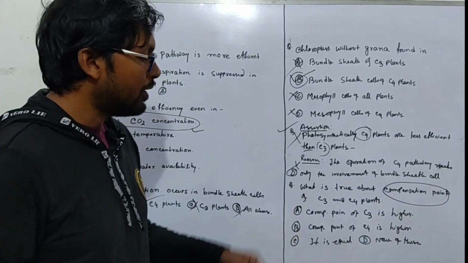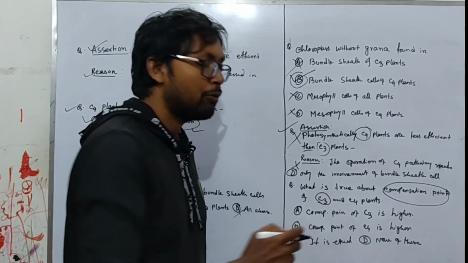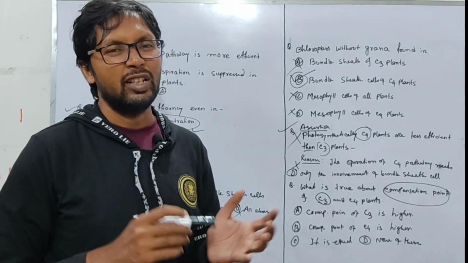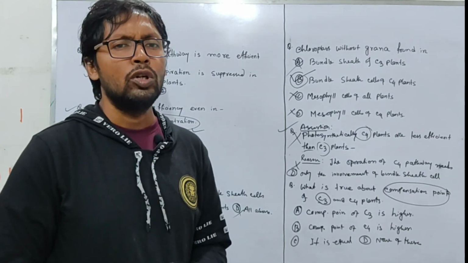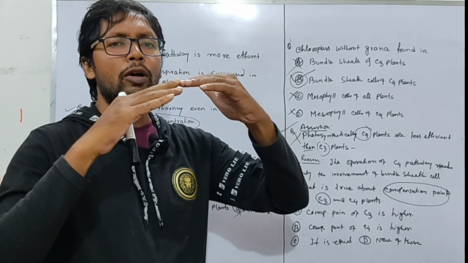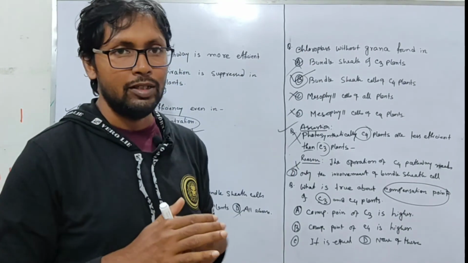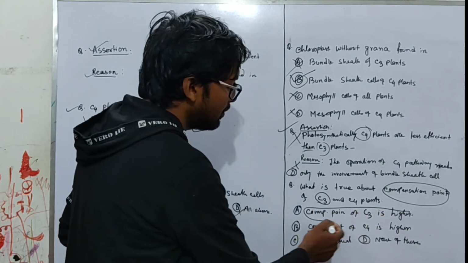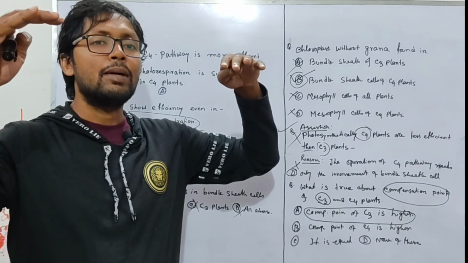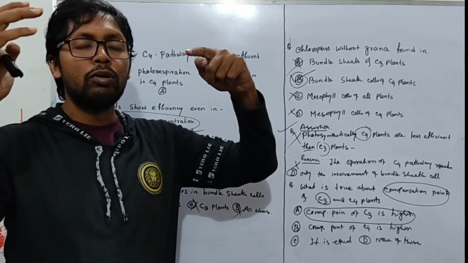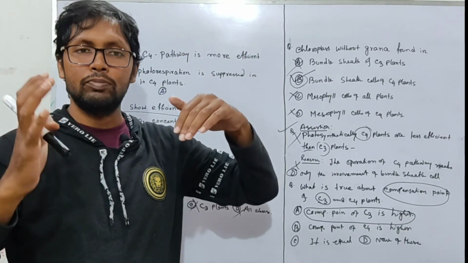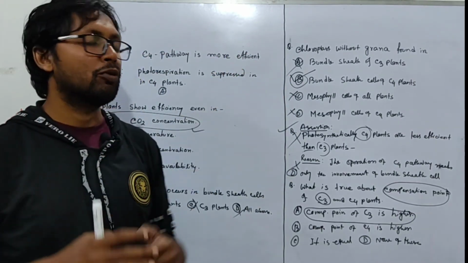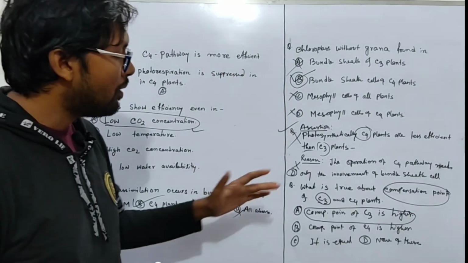Your compensation point is most important in the case of C3 plants, where photorespiration occurs. In that case, much carbon dioxide is produced during photorespiration. So the compensation point is at a higher level than in C4 plants, because in C3 plants the compensation point is much higher due to photorespiration. The point where the amount of carbon dioxide required for photosynthesis and the amount produced during respiration are equal is higher than in C4 plants, where photorespiration does not occur. So you have to remember it in this way.